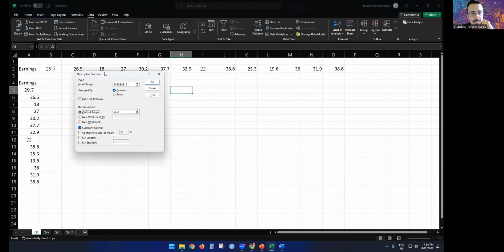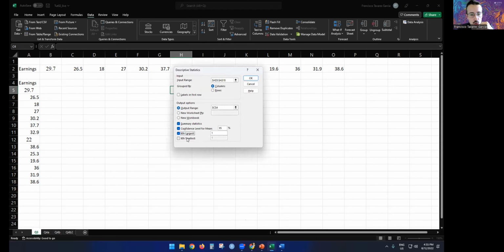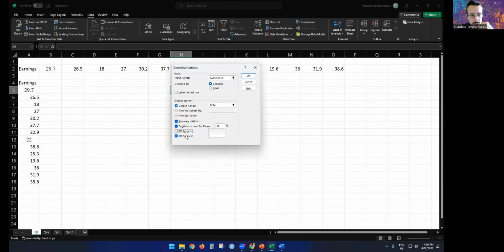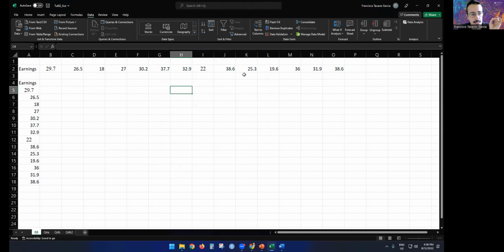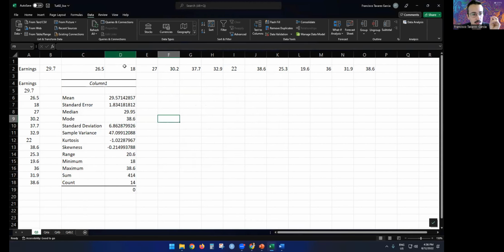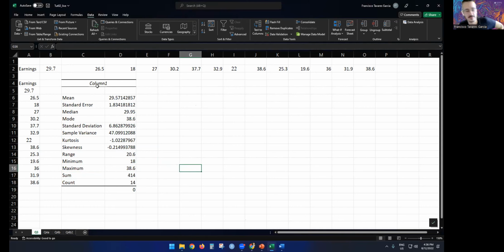Output range. Where do I want this data, the descriptive statistics, to be printed? I will click here. If it was empty, you would just click another cell. I'll click very close. And you can choose a few things to show there. But summary statistics is enough for us at the moment. And then we will have that. Look how cool. Here you have the mean, the standard error, the median, the mode, and a few things: standard deviation, sample variance, kurtosis, skewness, a few other things, count, 14 data, and sum. This is one way to get the descriptive statistics.